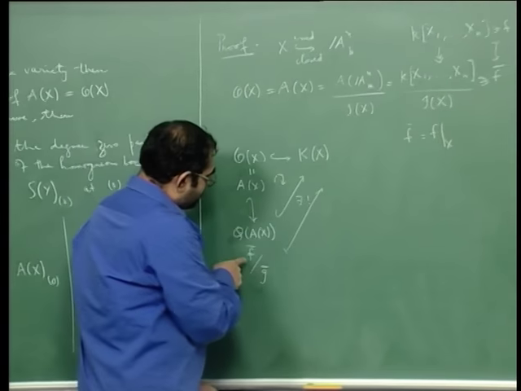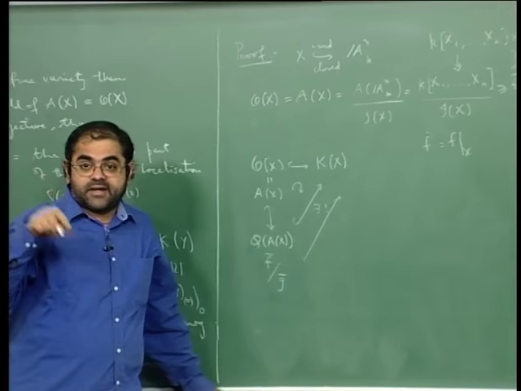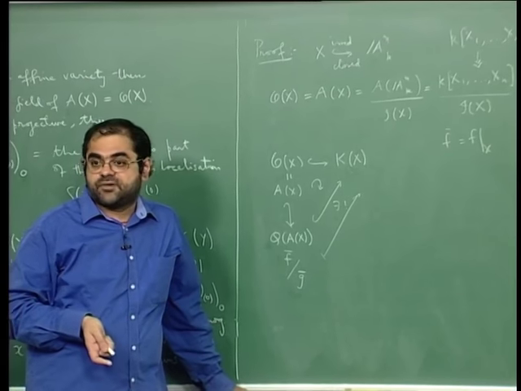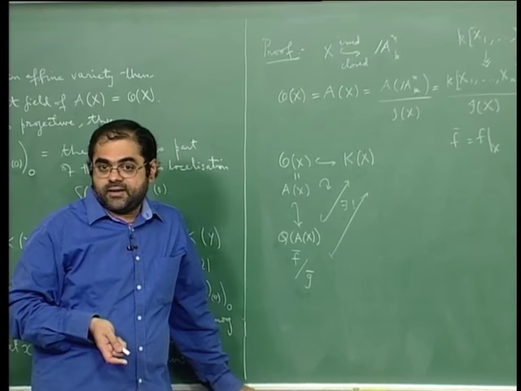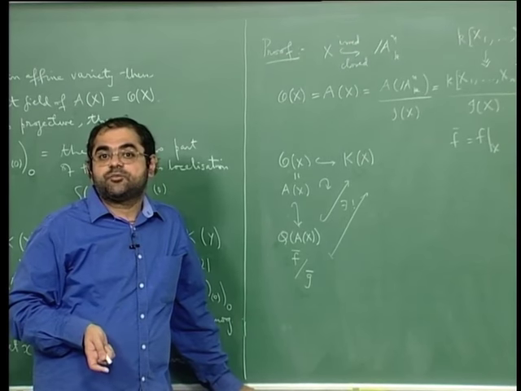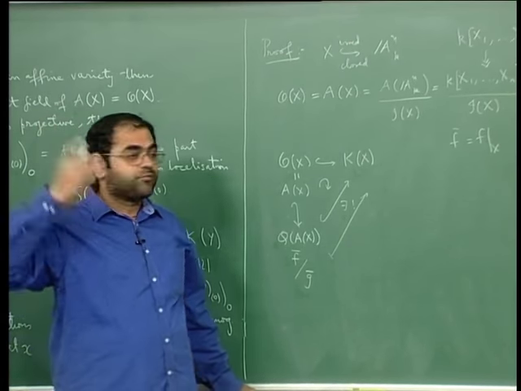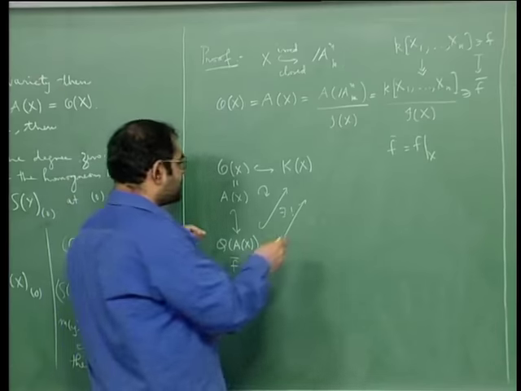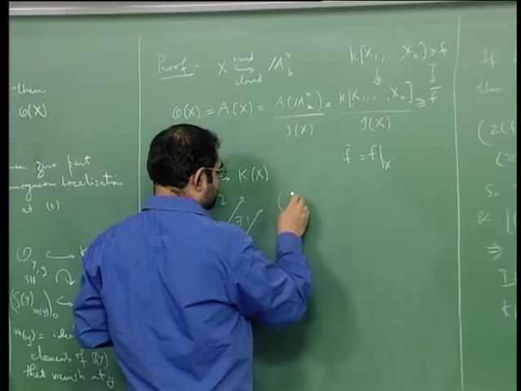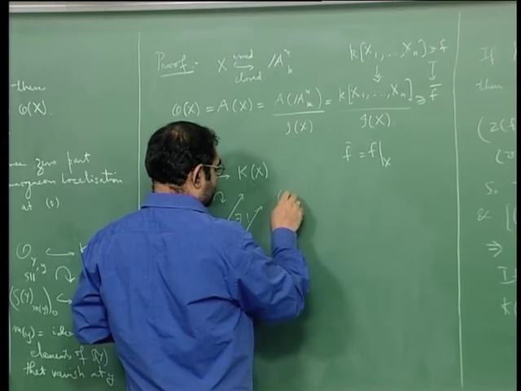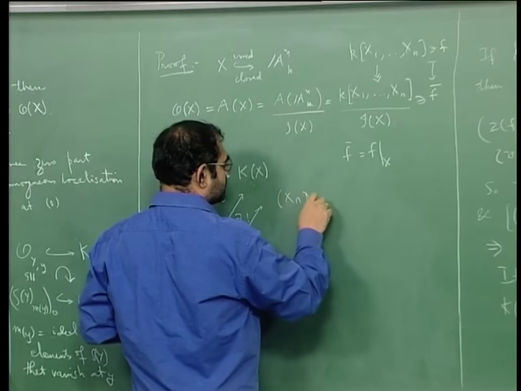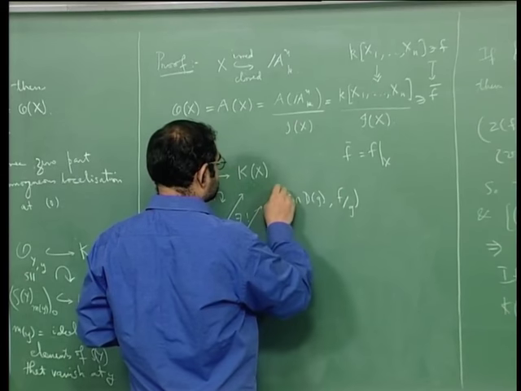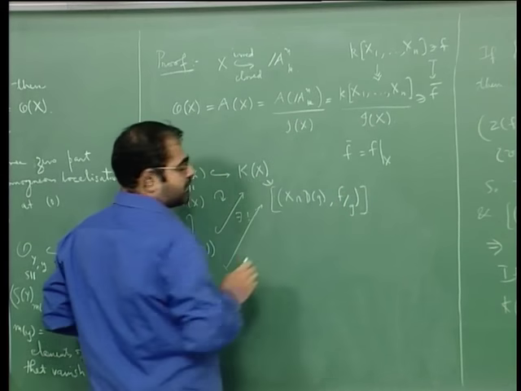So if you take f bar by g bar, you are just evaluating f by g. And where does f by g make sense? Where g does not vanish, okay. And where g does not vanish is an open set. It's an open set in the affine space, so if it intersects x, you will get an open subset of x, okay. So the moral of the story is that this will define x intersection Dg comma f by g. So I have this element which makes sense here.